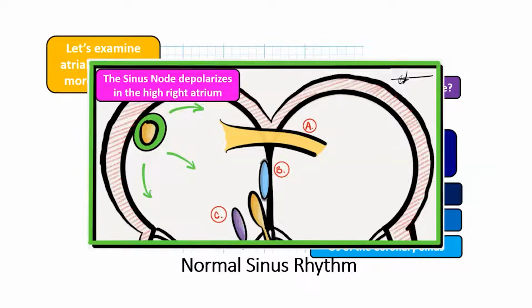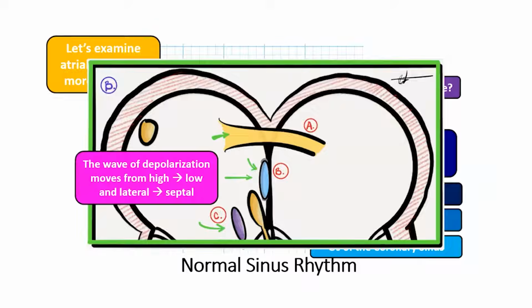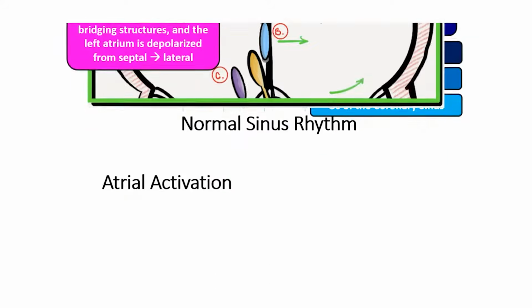Now, in a typical sinus depolarization, the sinus node fires, setting off an electrical wave of depolarization that starts in the high right atrium. This eventually travels from superior to inferior and from lateral to septal until it encounters one of these 3 portals of communication and conducts from the right atrium to the left atrium. So let's review atrial activation.